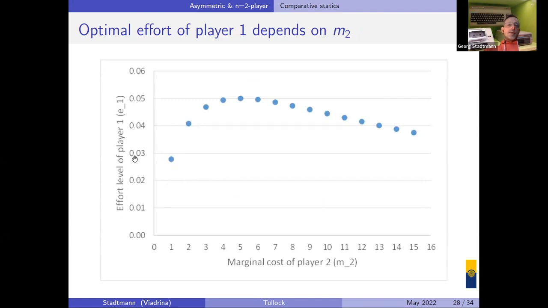The optimal effort level of player one first increases in case that the marginal cost of player two increases. It reaches a maximum at M2 is equal to 5. There we have a maximum with respect to the effort level of player one. And afterwards, the effort level decreases again. In a first step, I would like to show once more in Excel how this graph was created.